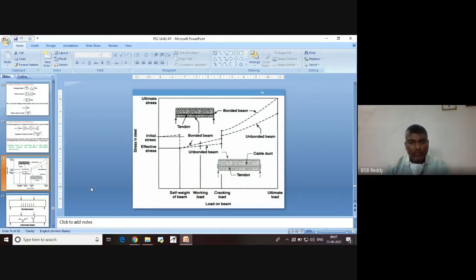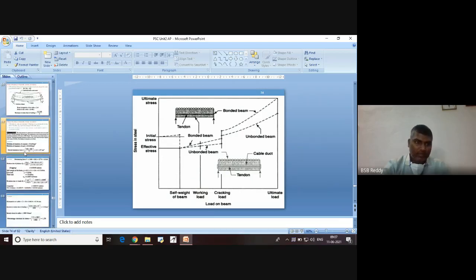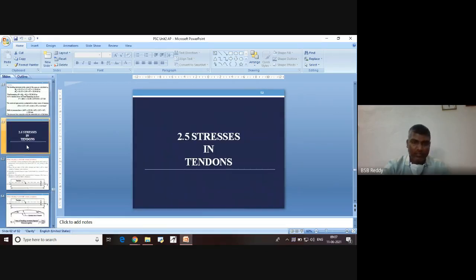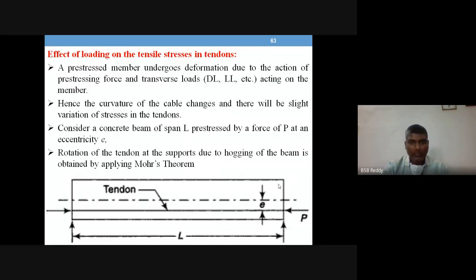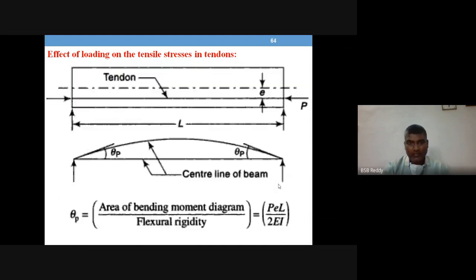We are talking about Unit 2 of your syllabus, wherein we are discussing stresses in tendons. That was the topic taken up. We are into this session. A few sessions also have been done on this, like why to talk about the stresses in tendons, right?